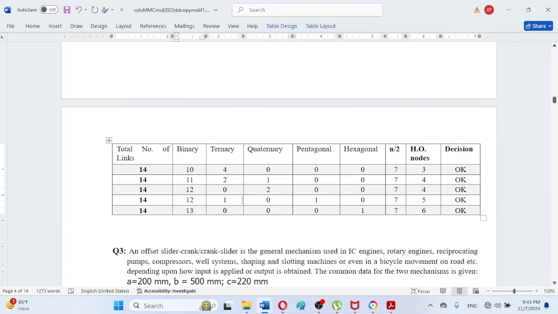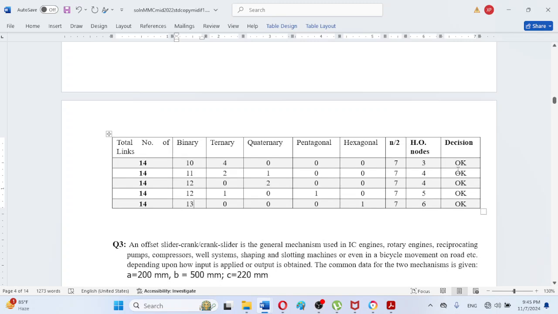and 1 hexagonal. So these last 3 columns have been added optionally here in the solution. They were actually not a requirement in the exam. In the exam it was only required that the student prepare these 5 columns. These 5 columns mean binary, ternary, quaternary, pentagonal and hexagonal links, and the total number of links column. So in this way the solution of question number 2 has been completed.